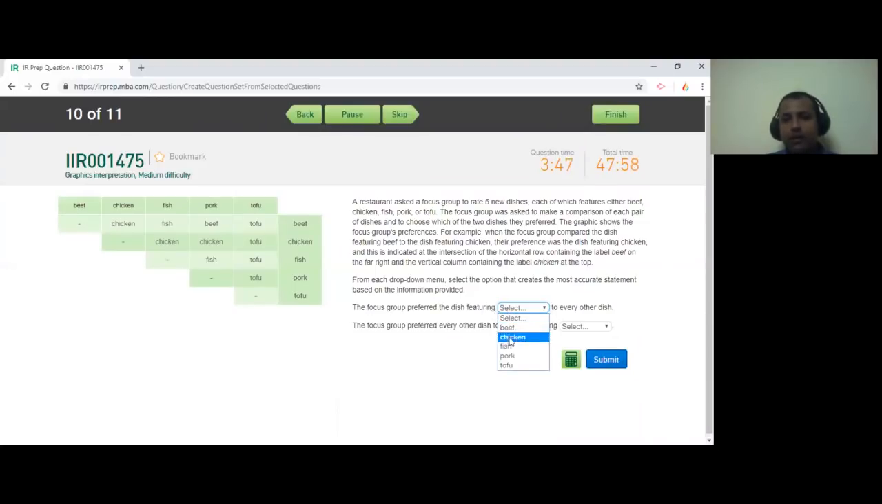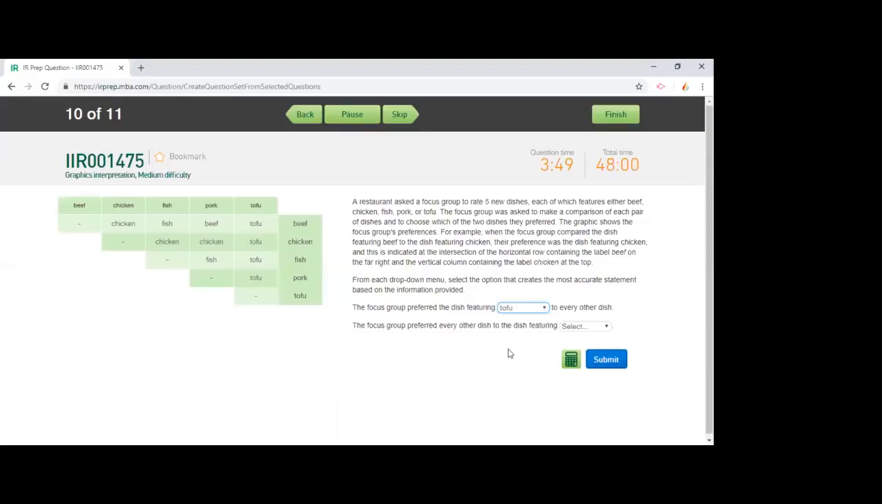So, first one's tofu. Second one is pork. Okay. One more thing, can we do this? If we see the figure like this, can we just calculate which one is the maximum? Like tofu I found as maximum and pork I don't see. So it means tofu will have the maximum number and pork will have the least number.